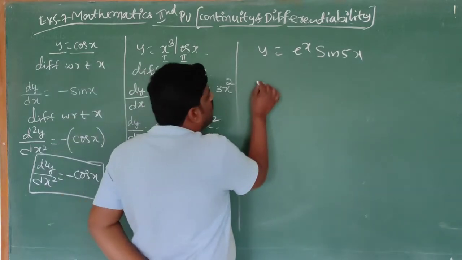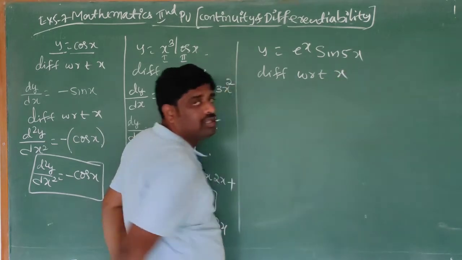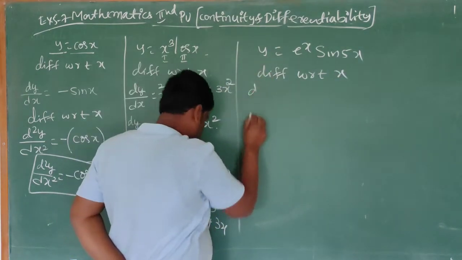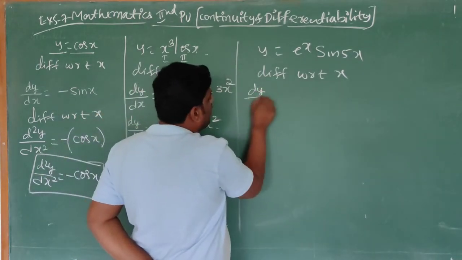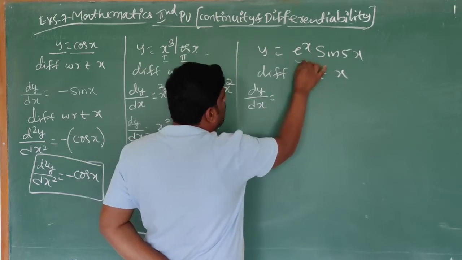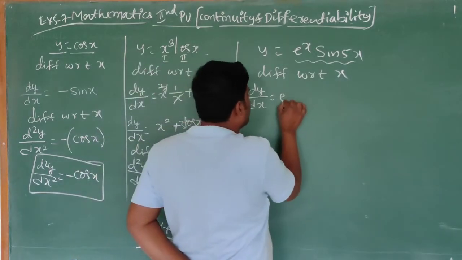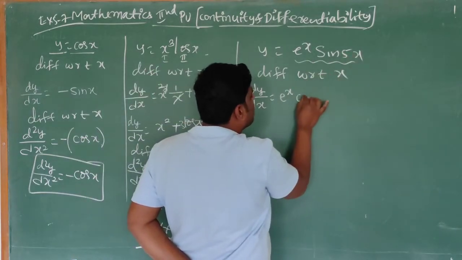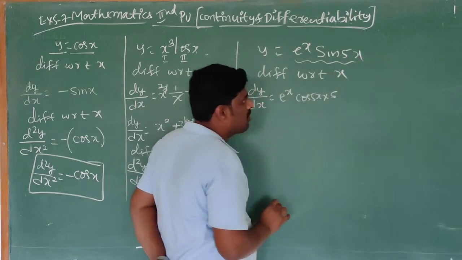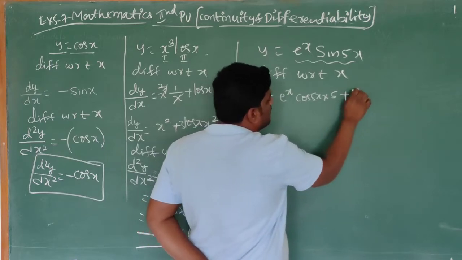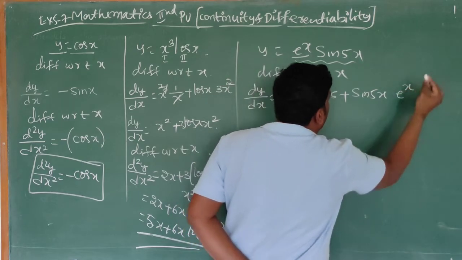Now come to this function. Differentiate with respect to x. y differentiation is dy by dx. So now we have to apply the product rule, because two functions are there. e power of x as it is, sin 5x differentiation is cos 5x into 5x differentiation which is 5, plus sin 5x as it is, e power of x differentiation is e power of x.